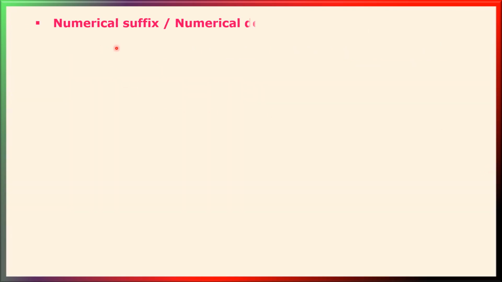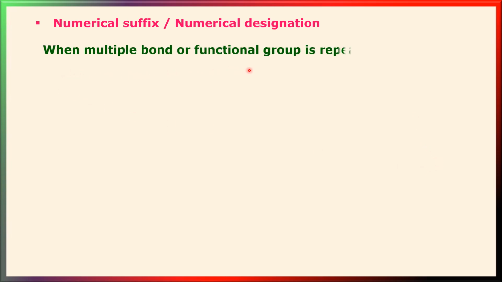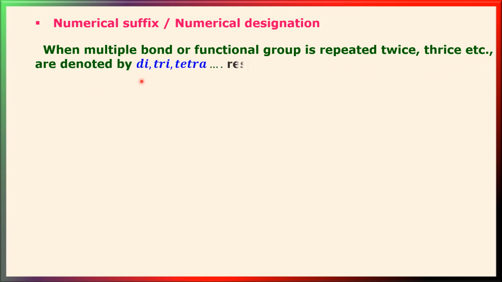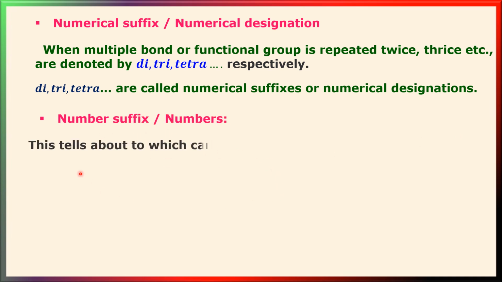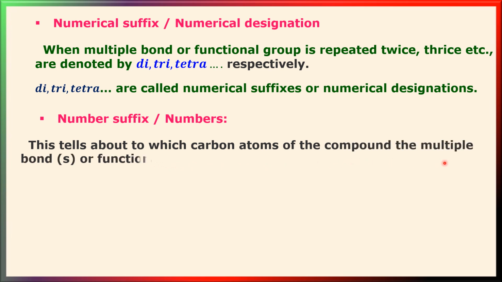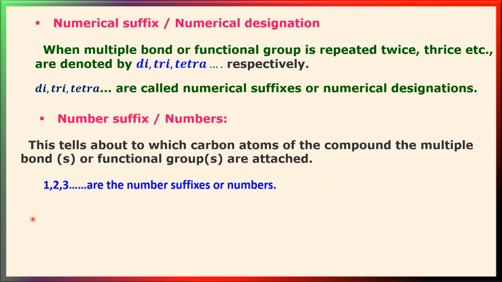The next one is the numerical suffix or numerical designation, similar to the numerical prefix. You can see here that when a multiple bond or functional group is repeated twice, thrice, etc., it is denoted by di, tri, tetra respectively. So di, tri, tetra are called numerical suffixes or numerical designations. Similarly, number suffixes or numbers tell about which carbon atoms of the compound the multiple bonds or functional groups are attached to. You see here, 1, 2, 3 are the number suffixes or numbers.